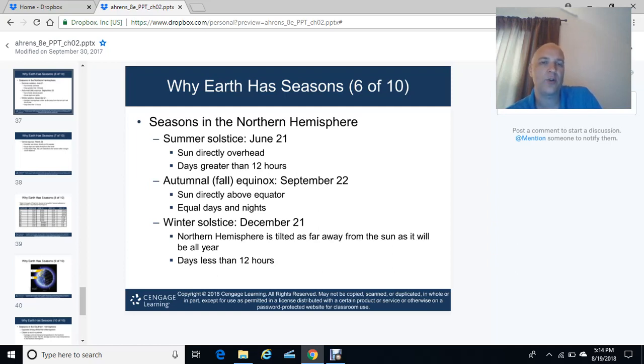And then the winter solstice around December 21st, just before Christmas, the holiday season. This is when the northern hemisphere is tilted as far away from the sun as it will be all year. And this is usually our shortest amount of daylight we get in a day. So it gets dark. It doesn't get light until later in the morning. You'll notice it gets dark a lot earlier in the afternoon. You're not getting much daylight.